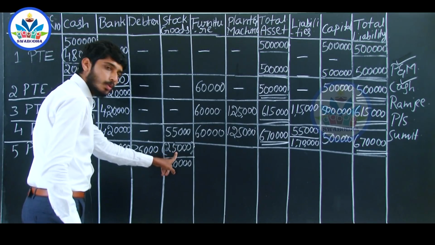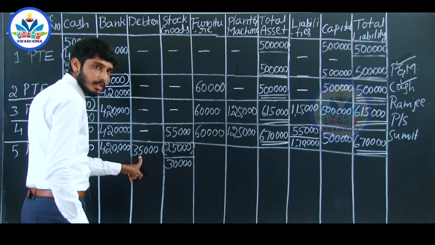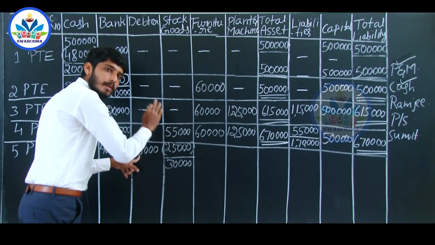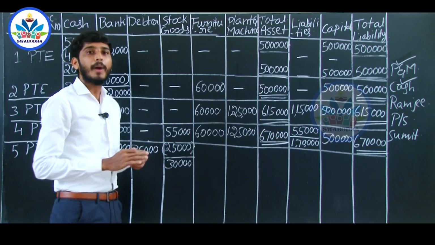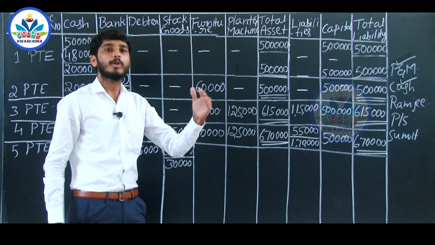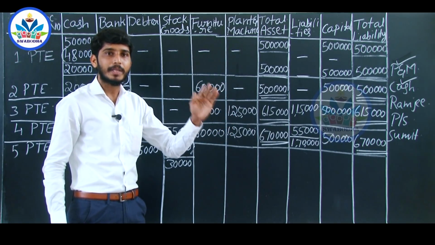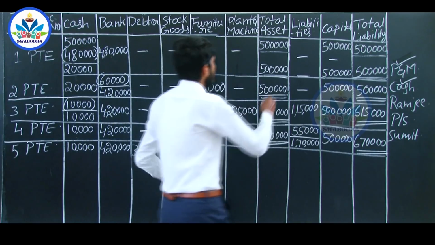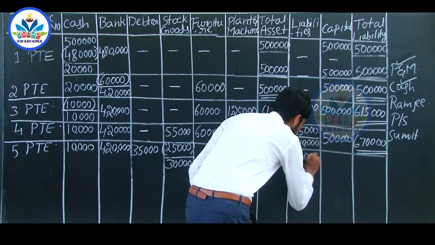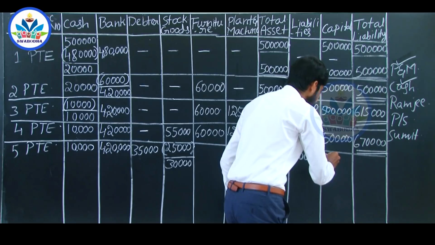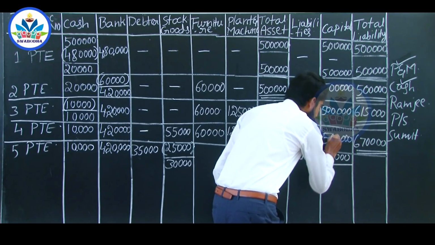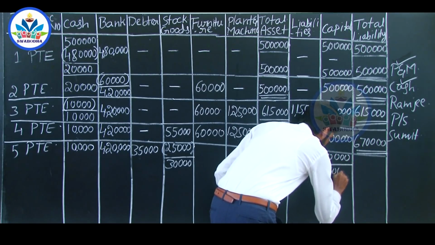So, actual value of goods is 25,000, sold for 35,000. We have sold for more price. That means the difference of these two amounts is a profit, and profit is a part of capital. Profit is always enjoyed by owners. Therefore, it is a part of capital, has to be added to the capital amount. So, on the liabilities there are no changes, 1,70,000. In the capital column, 10,000 rupees of profit has to be added. So, after adding 5 lakh plus 10,000, 5 lakh 10,000.